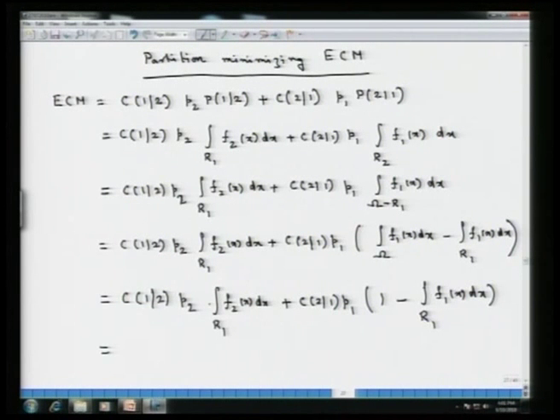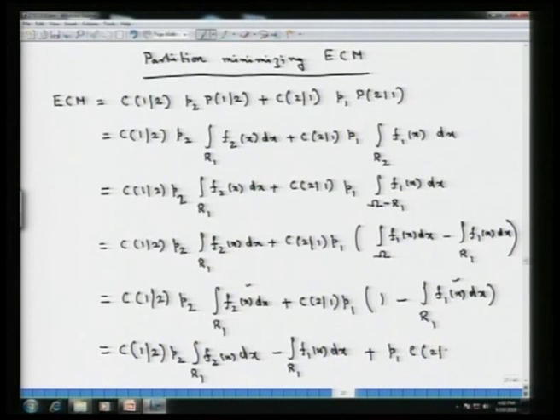Now, collecting this term and the term corresponding to this, we can write this as C(1|2) P2 into integral over R1 of f2(x) dx, this minus integral over R1 f1(x) dx, this plus P1 times C(2|1). To be noted in this expression for expected cost of misclassification is that this is a term which is independent of the partition.